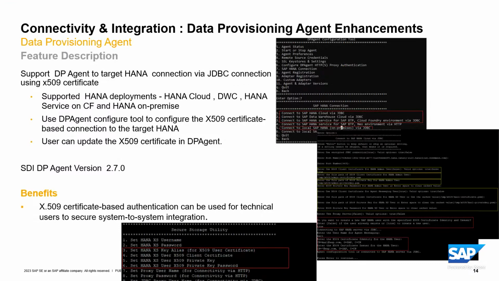The next enhancement is a security related enhancement, again a DP agent related enhancement. With SP7, we added X509 certificate based authentication with JDBC connections. JDBC is supported with different HANA deployments: HANA Cloud, DWC, now SAP Data Sphere, HANA service running on Cloud Foundry, or HANA on-premise. So SDI does not differentiate the HANA deployment. Basically, it is independent of HANA, so you can connect to any HANA deployment. So with all the HANA support for the JDBC connection, we now added X509 certificate-based authentication.